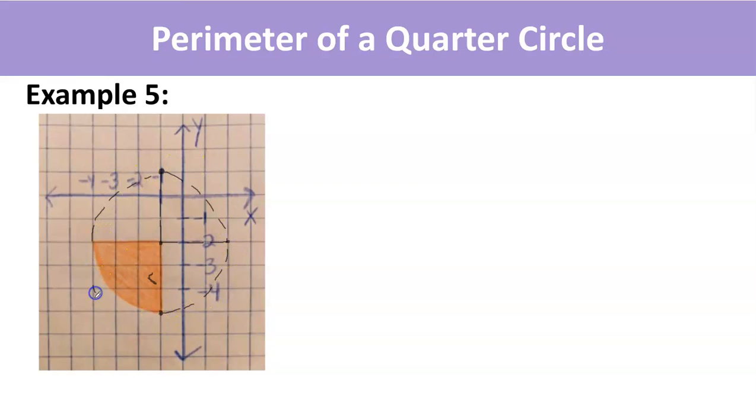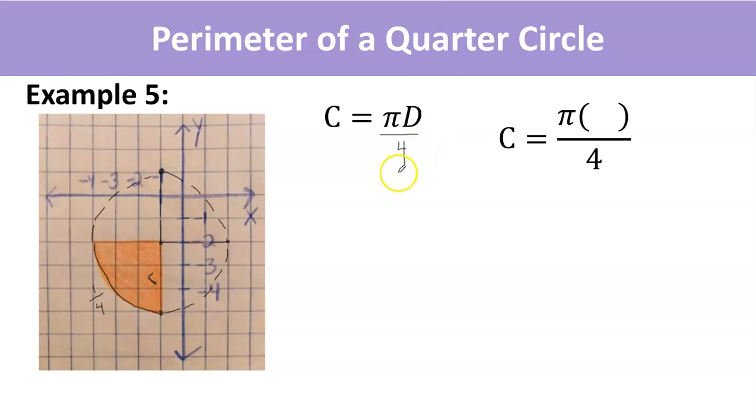And I want you to realize that this curve is just 1/4 of the circumference. So we take the formula for the circumference of a circle and we just divide it by 4. Once I know that I'm dividing by 4, I can go ahead and find my diameter.